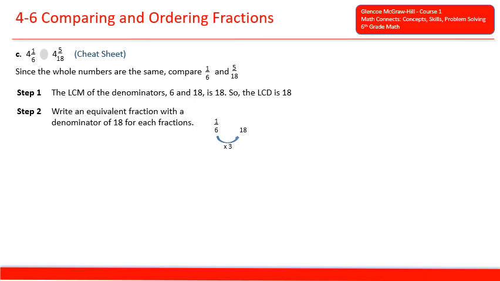So 6 will go into 18 3 times. So 3 times 6 is 18. 3 times 1 is 3. And 5/18 already has our least common denominator of 18. So we multiply that by 1. We get 5/18. You don't have to really do the multiplication on the second one. I'm just showing you visually that it's the same. So 5/18 is greater than 3/18 because 5 is greater than 3. So 4 5/18 is greater than 4 1/6.